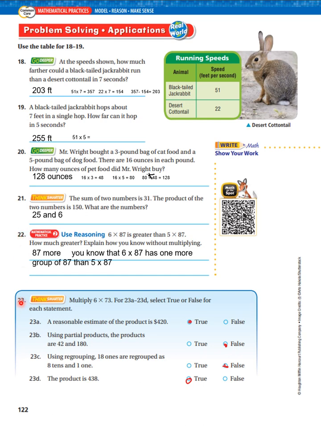All right? Multiply 6 times 73 for 23A through 23D. Select true or false. A reasonable estimate for the product is 420. That's true. A partial product, the products are 42 and 180. That is false. Using regrouping, 18 ones are regrouped as 8 tens and 1 hundred. Oh, you know that's false. And the product is 438. That's true.